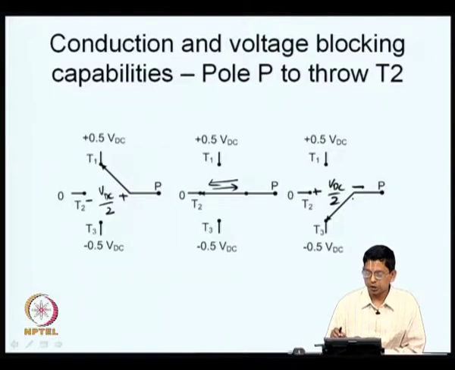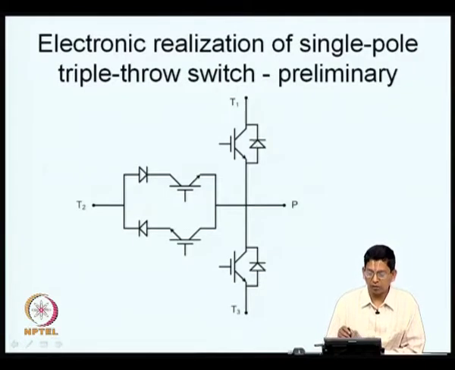Here the throw is positive with respect to pole, earlier the pole was positive with respect to the throw. So, what you need between P and T2 is a 4 quadrant switch, this is what we saw in the last lecture, whereas between P and T1 and P and T3, what we need are 2 quadrant switches which can block voltage of one polarity, but conduct in either direction. So, what you can have as a first cut realization is like this now.